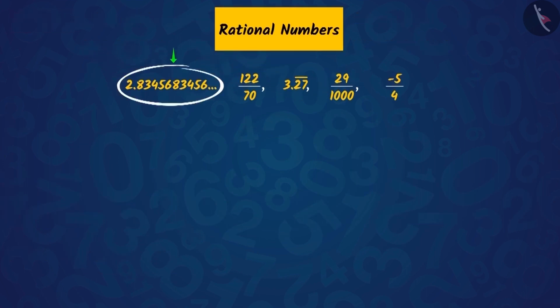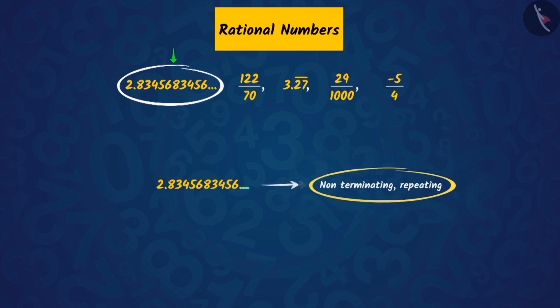Moving forward, if we observe the decimal expansion of this number, we can see that these 3 points at the end of the number tell us that the decimal expansion is non-terminating and the digits after the decimal 8, 3, 4, 5 and 6 are recurring. So, the decimal expansion of this real number will be non-terminating, repeating. We can also write this number in this way by putting a bar.